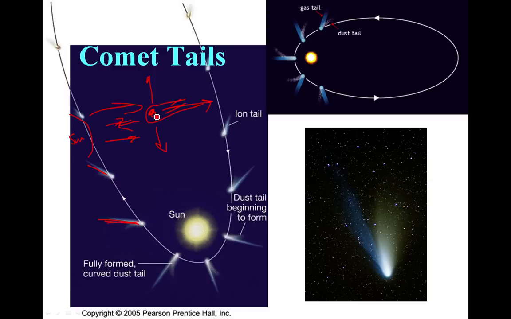So the tail doesn't tell you which way it's going, it only tells you where the sun is. So you'd need to watch the comet for a few days or a few months, and then you could see where it's going. And this picture does a good job of showing that. The tail always points away from the sun.